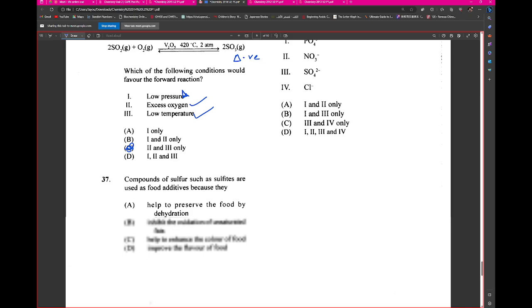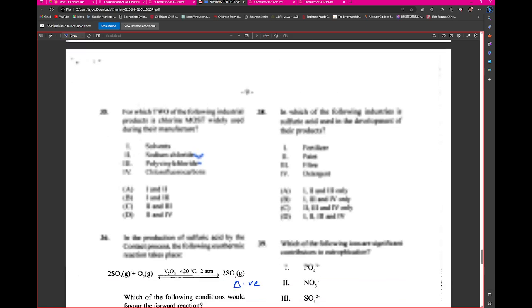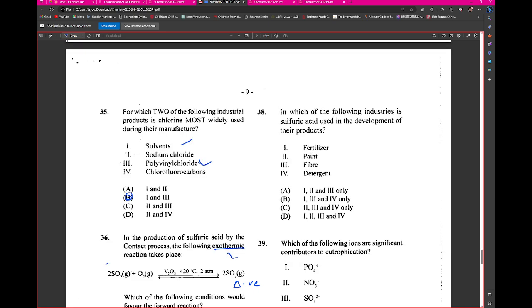So Le Chatelier's principle. Number 37: compounds of sulfur such as sulfites are used as food additives because they inhibit the oxidation of unsaturated fats. Next, in which of the following industries is sulfuric acid used in the development of their products? Sulfuric acid is used in the development of fertilizer and paint, right? It's used in the development of some fibers, but I'm not sure which to put there, as a catalyst for some polymers, probably. So it would be all.